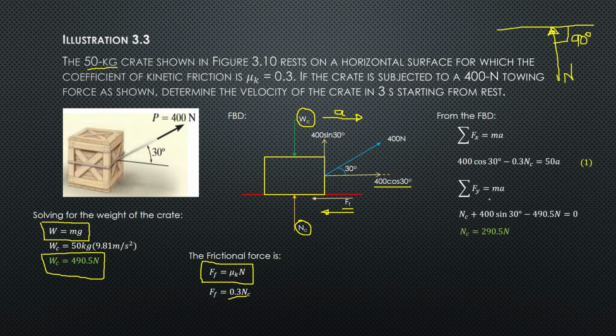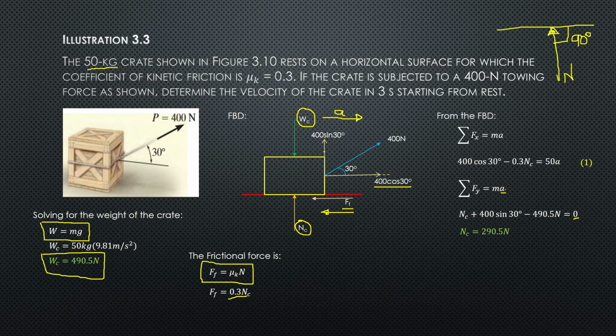Now, summation of forces along y will be equal to ma, mass times acceleration along y. Is there any up or down movement of the crate? If you pull the crate, the motion is simply horizontal. There's no up or down movement of the crate. Therefore, acceleration along y will be 0, so 0 multiplied by 50 is 0. Now, for the summation of forces along y, those are the vertical components. Going up is positive, going down is negative.